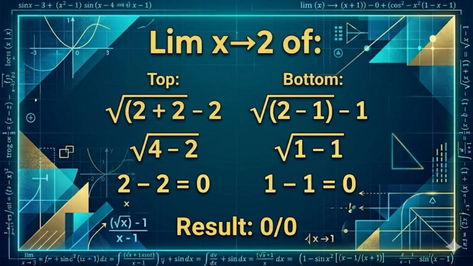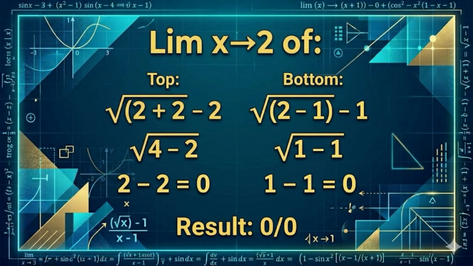In the numerator, we replace x with 2. The square root of 2 plus 2 becomes the square root of 4, which equals 2. Then we subtract 2, and that result is 0. Now in the denominator, the square root of 2 minus 1 becomes the square root of 1, which equals 1. Then subtract 1 and again the result is 0. So we get 0 over 0.